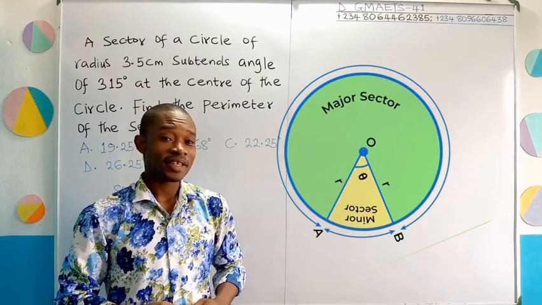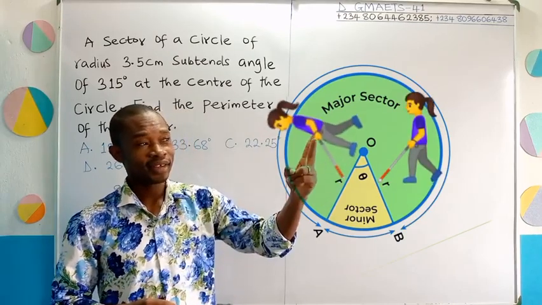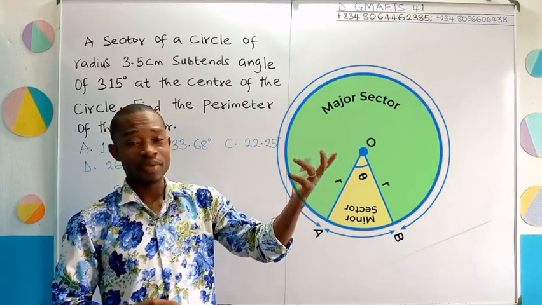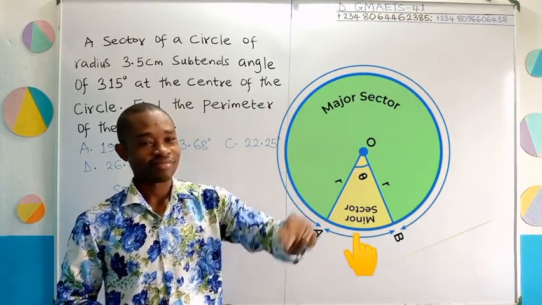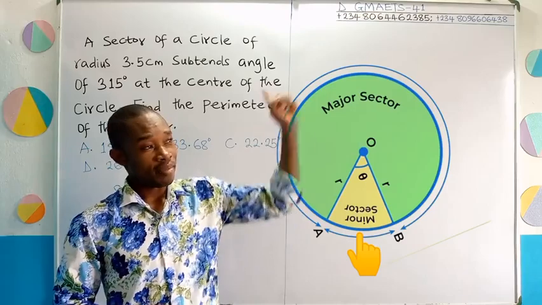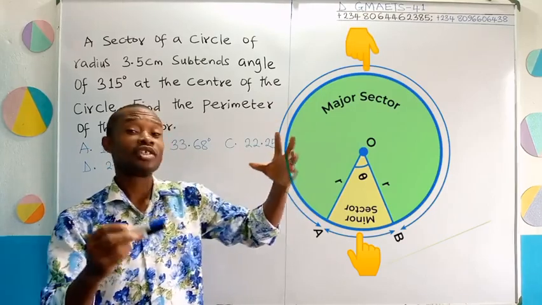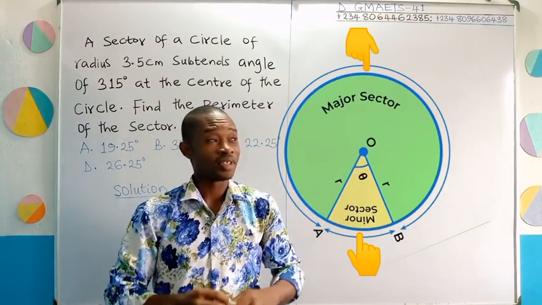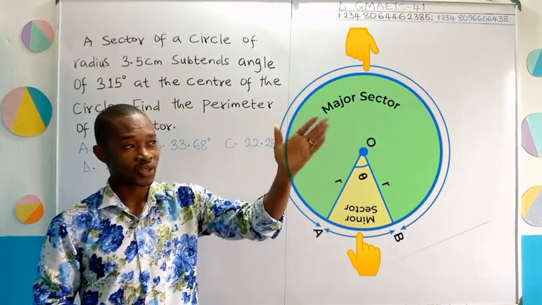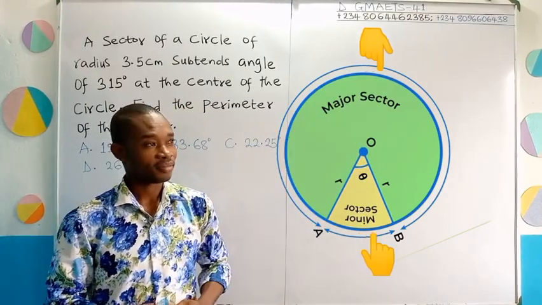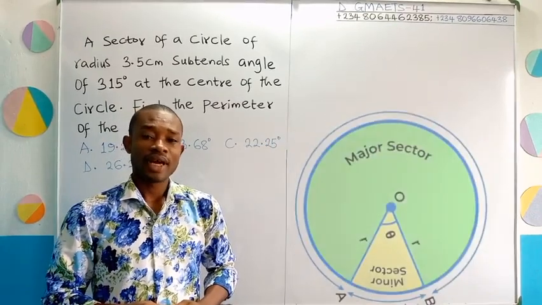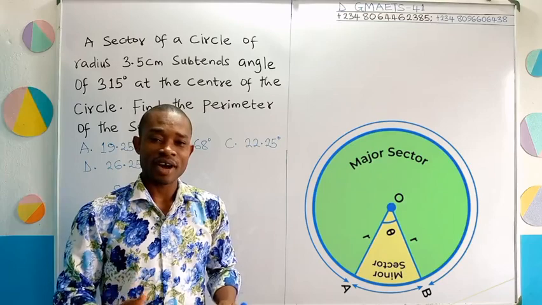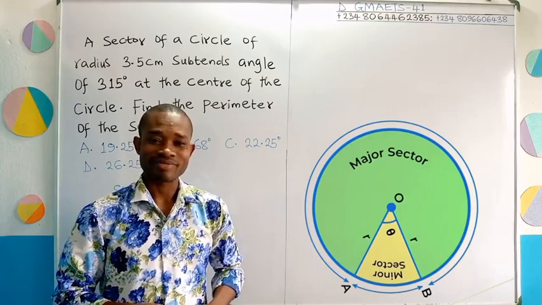Like I said earlier, the sector is made up of two radii and an arc. The arc can either be a minor arc or it can be a major arc. Now these two arcs, minor and major, together form the circumference of the circle as we're seeing on the screen. Now, we can be required to find either the area or perimeter of the sector.